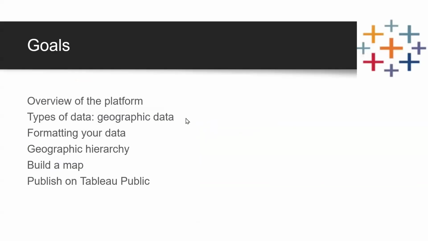So just a quick overview of the platform. It's important to know what you're working on, looking at where projects are stored and the interactivity of your data and the platform. Next, we'll be looking at the types of data that will be illustrated with a focus on geographic data for map creation. After that, form the data, followed by building a geographic hierarchy. Then we will build our map, and then if we have time, we'll publish it on Tableau Public so that other people can see our work.